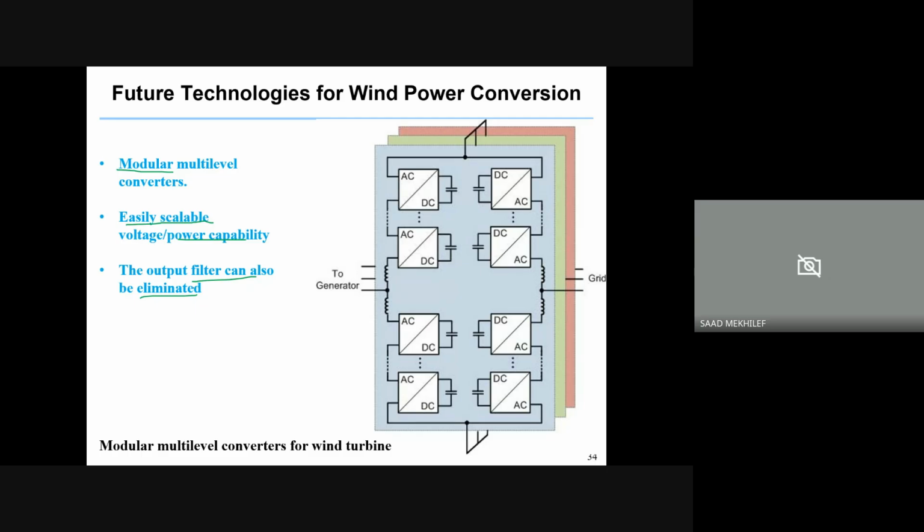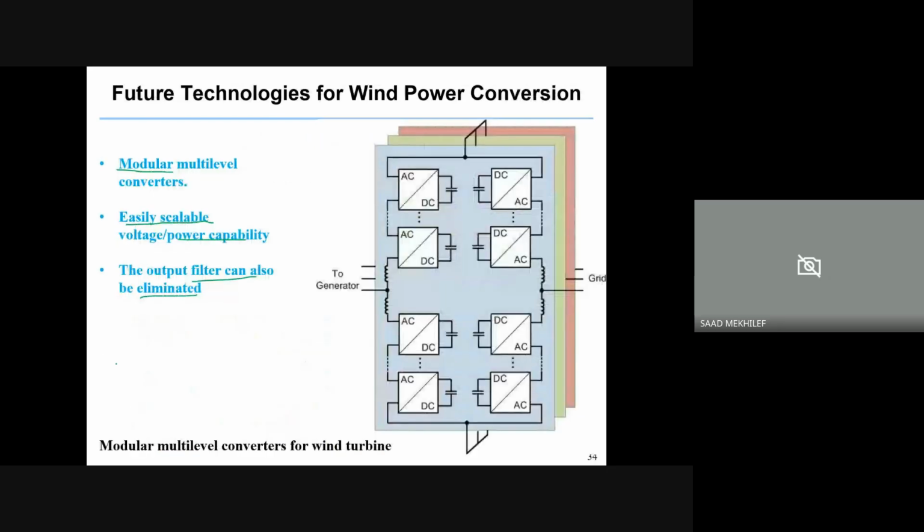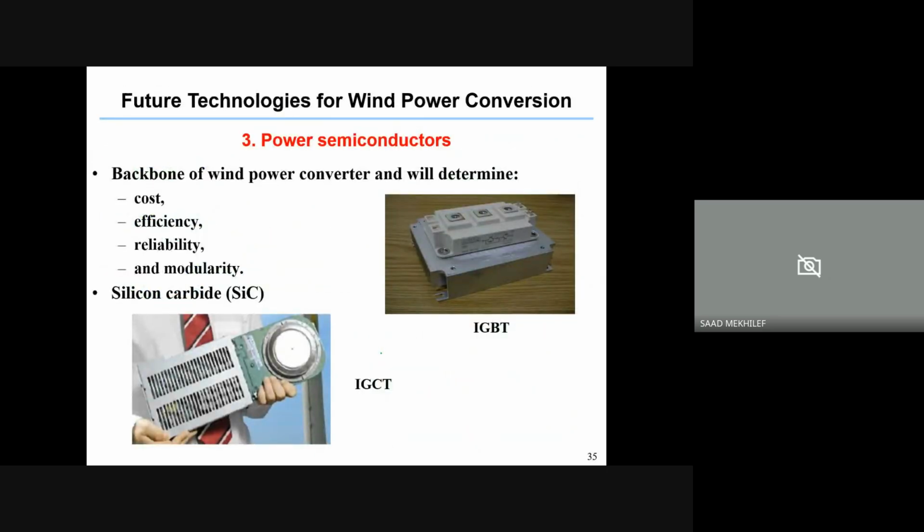When you have the multi-level topology, the total harmonic distortion can be significantly reduced. But again, the challenge is the devices that we use in these modular converters. The challenge is what devices are available in the market that help us to use this. So we go back again to the basics, which is the switches.